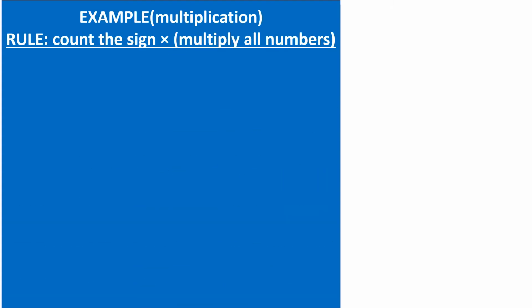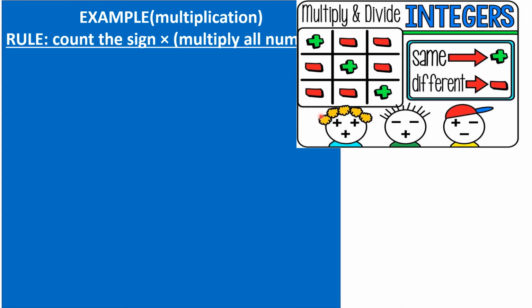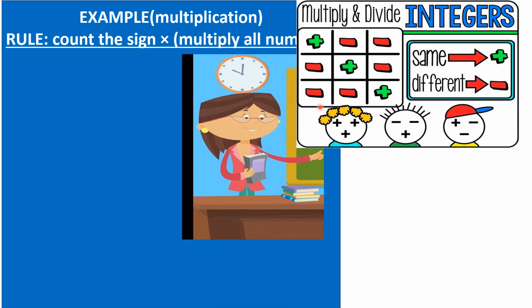Now let us take an example, to multiply two or more integers. For doing that, you should remember this rule. Now if you are going to multiply minus 2 into 5, first multiply the magnitude, that is 2 into 5. Normal multiplication you have to do. 2 into 5 is equal to 10.